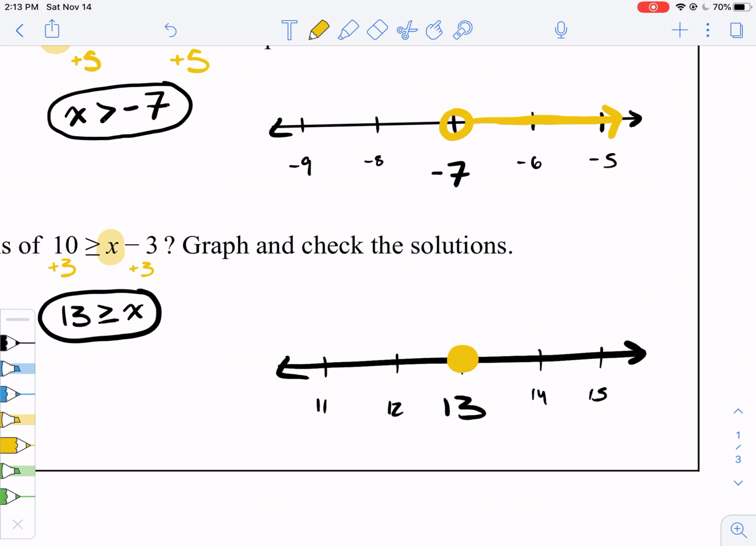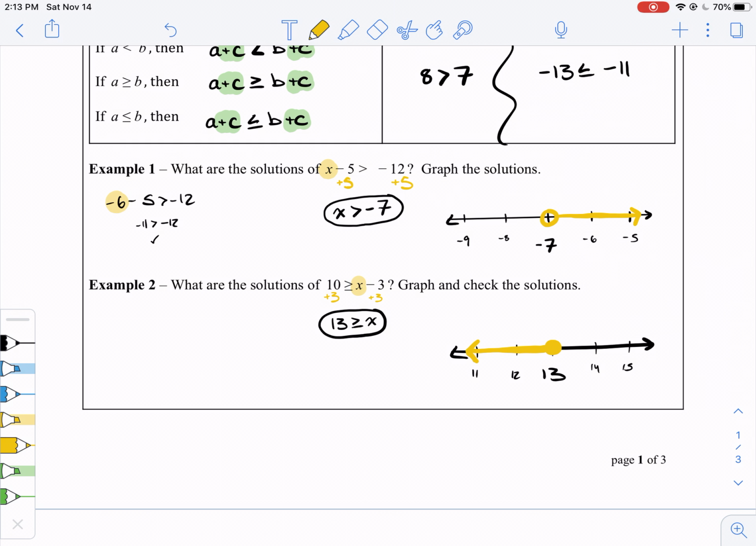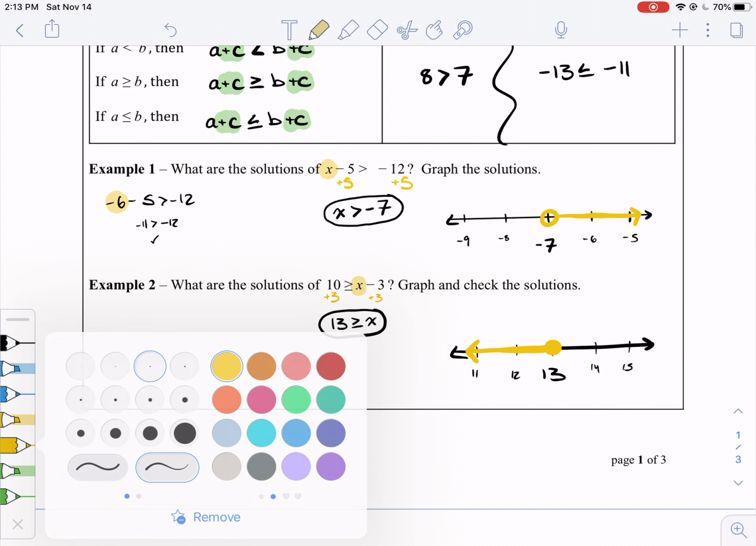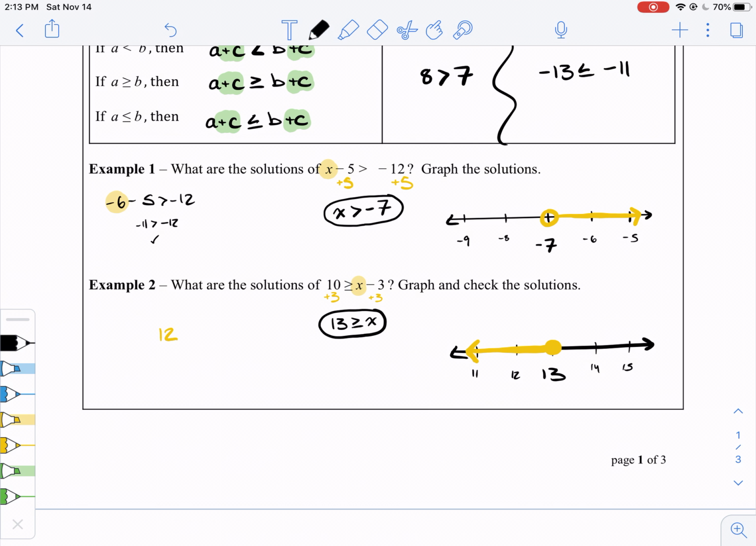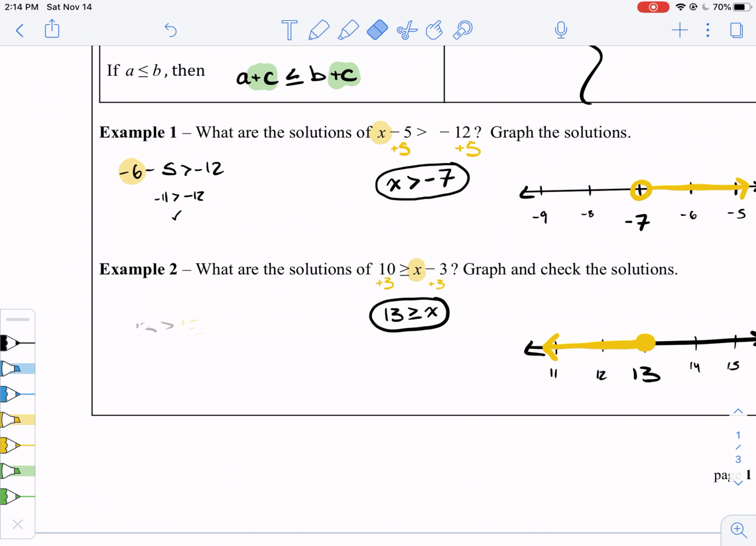So let's try a number. If we had x is 14, is 13 greater than or equal to 14? No. So I think I misspoke earlier. We actually need to go this way. And let's check 12. Is it true that if we plug in 12 for x, we have 13 is greater than or equal to 12? Oh, wait, we plugged it into the wrong thing. Good job, me. What are we testing? 12.